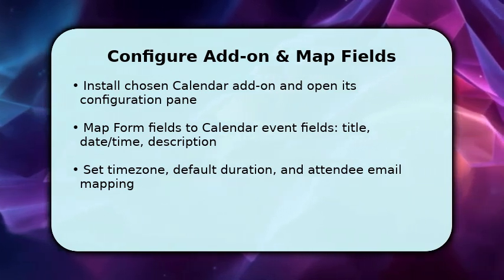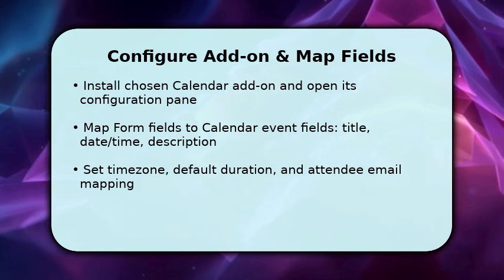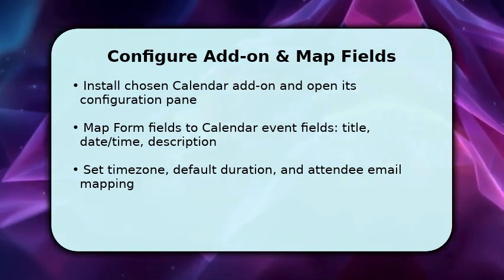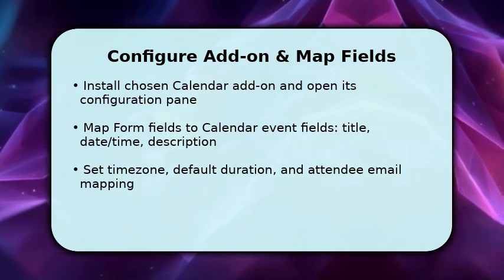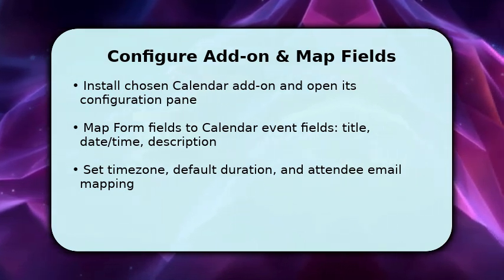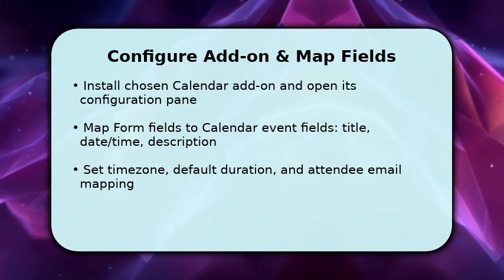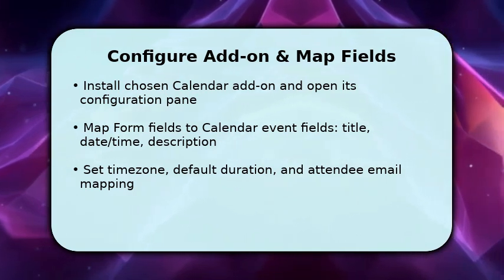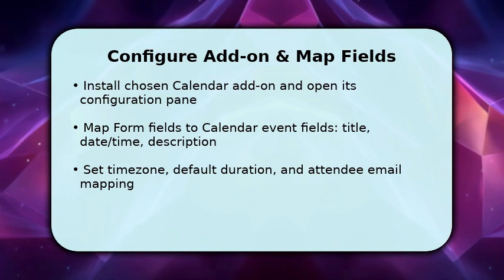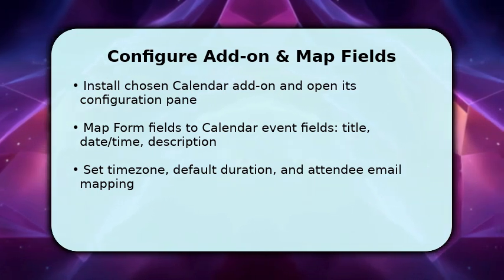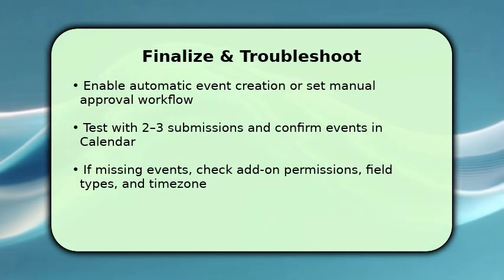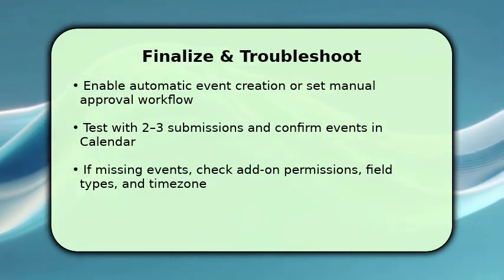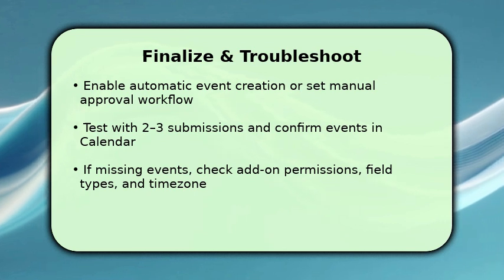Also set your time zone, default event duration, and map the respondent email field to create attendees. Once your mappings are complete, run a test submission from the form to verify that events appear in the correct calendar. This validates. Finally, choose whether to enable automatic event creation or keep a manual approval step in the add-on settings. You make this choice based on control versus convenience.